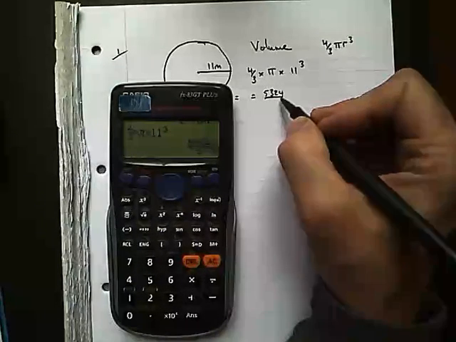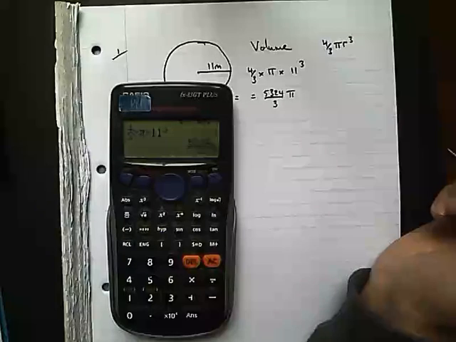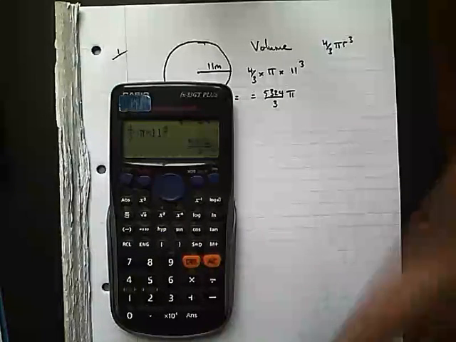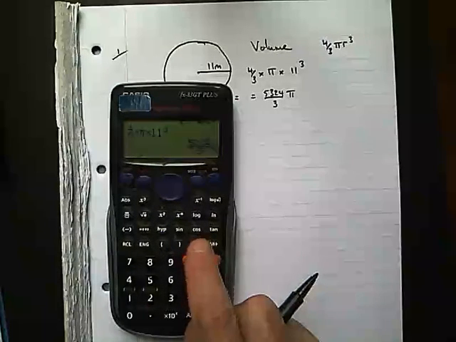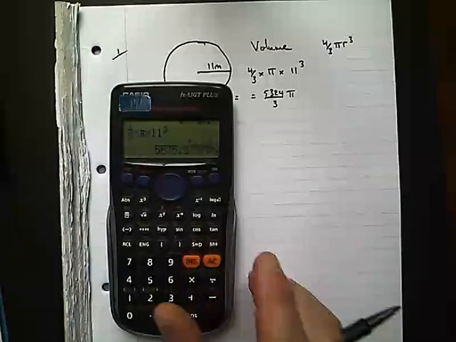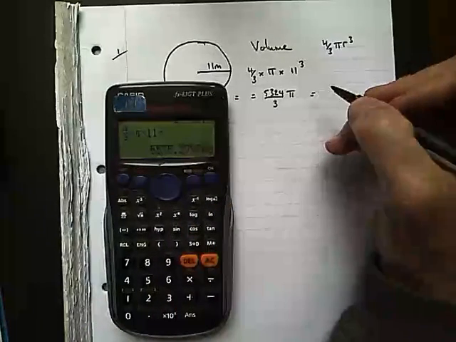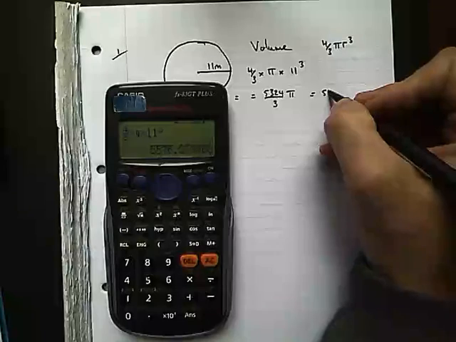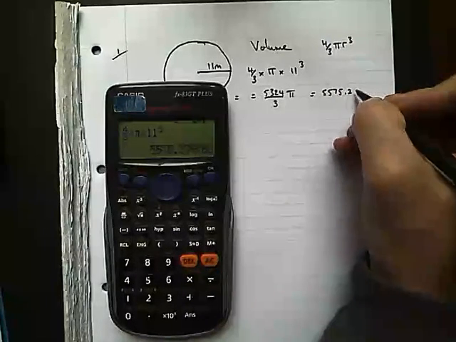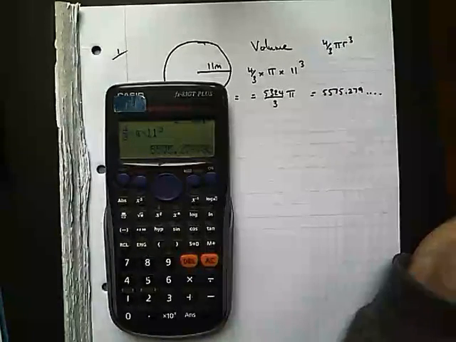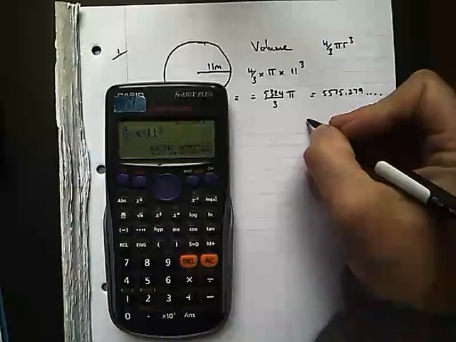That's 5,324 over 3, lots of pi. But then they might want it to a certain degree of accuracy. Let's say 3 significant figures. This is equal to 5,575.279... I won't write it all out. And then to 3 significant figures.